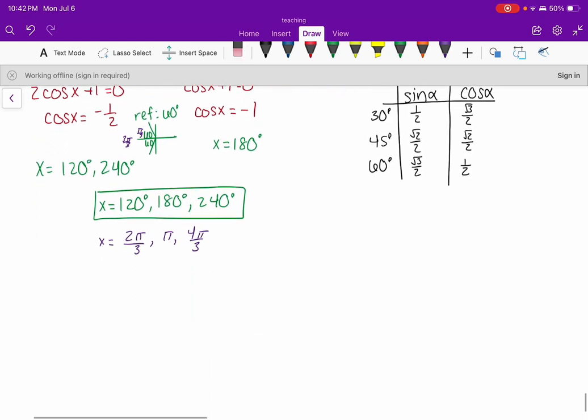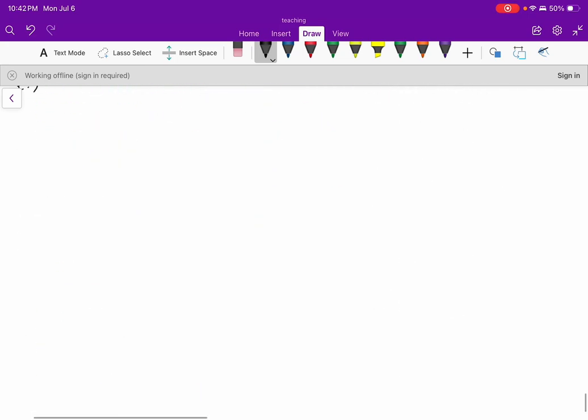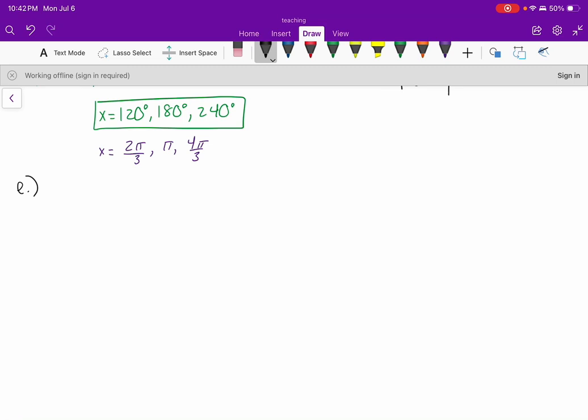And I'll just do one more of this factoring example. So we're on part E here. I'll do a sine one. We'll do 2 sine squared x minus sine x, let's say equals positive 1.